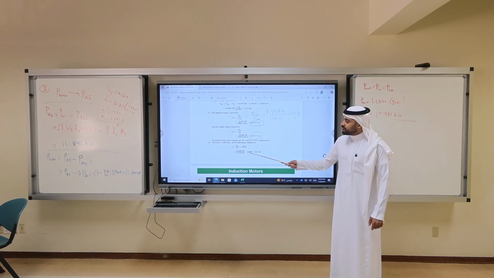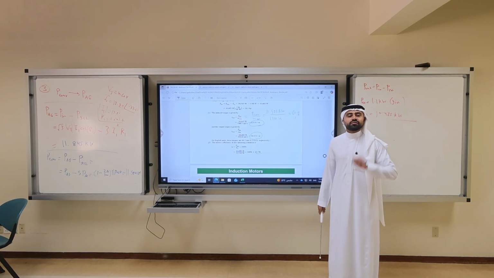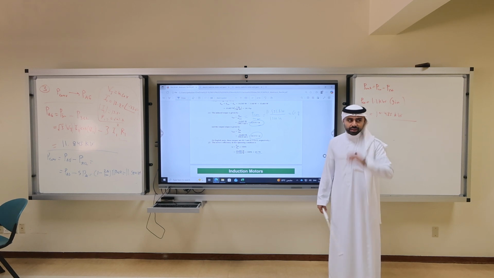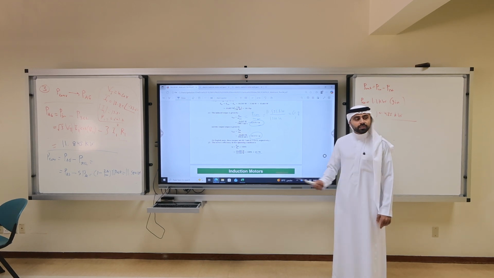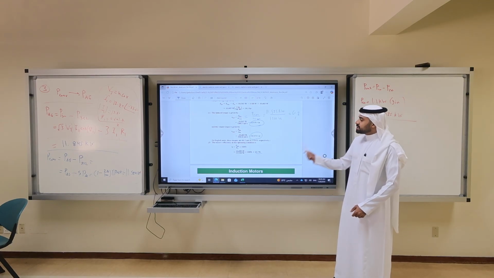What is the efficiency? 83.7. This is below average. The average, let's say 85. 88 good. 84, 83 below average. But it's okay. In a transformer it would be a disaster if I had a transformer with 83, but in an induction motor it's okay. Is this example clear?